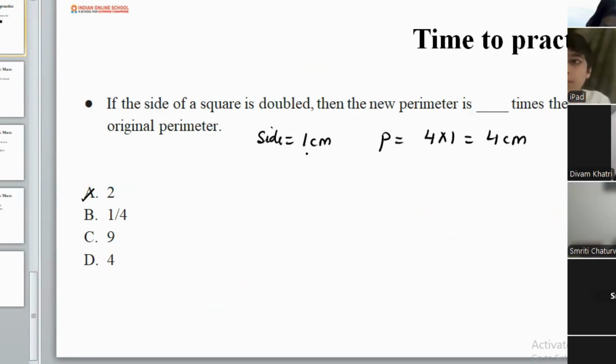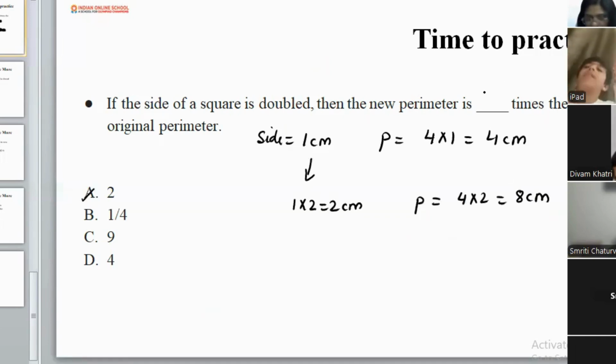Correct? 4 centimeters. Now, if the side is doubled, the side becomes 1 times 2, that is 2 centimeters. And the perimeter becomes what? 4 times 2, which is 8 centimeters. So it becomes twice, which is 2 times. Got it, everybody? Yes, ma'am.